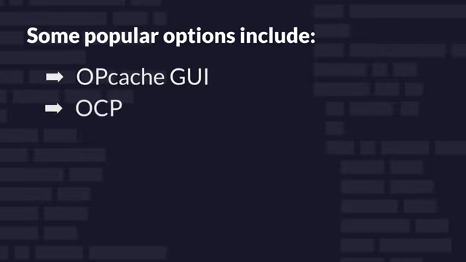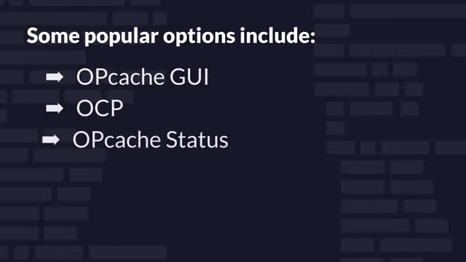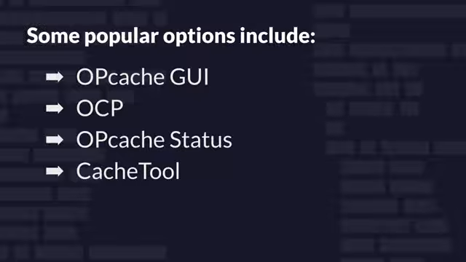And then there's OCP, which is a web-based opcache control panel that allows you to monitor and manage opcache settings in real time. Opcache status, which is a one-page opcache status page for the PHP 5.5 opcode cache, and cache tool, which allows you to work with APCu opcache and the file status cache through the CLI. It will connect to a FastCGI server like PHP-FPM and operate on its cache.